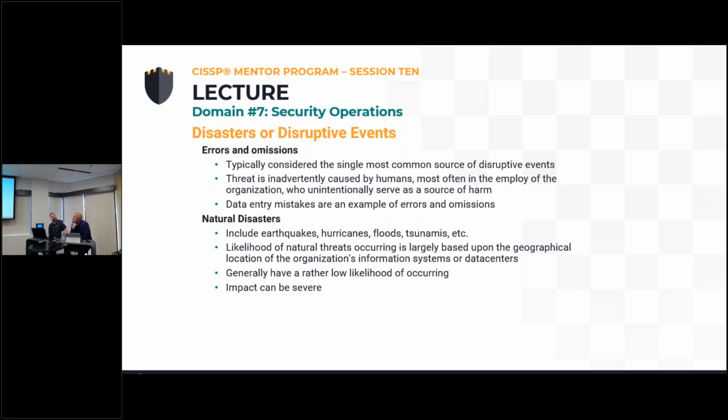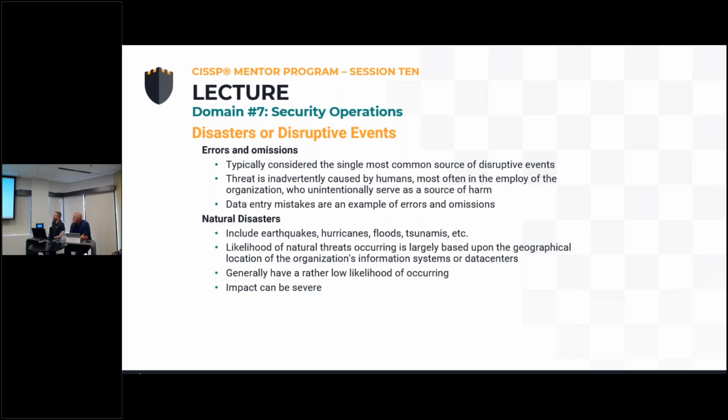Would a user clicking on a link be unintentional or intentional? Probably unintentional, but the aftermath would be intentional from the attacker's perspective. Anyway, that won't be on the test.